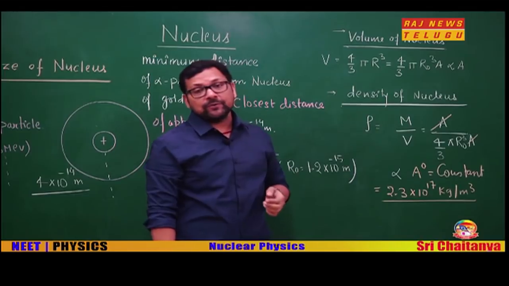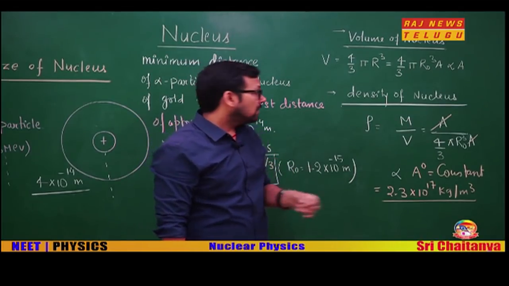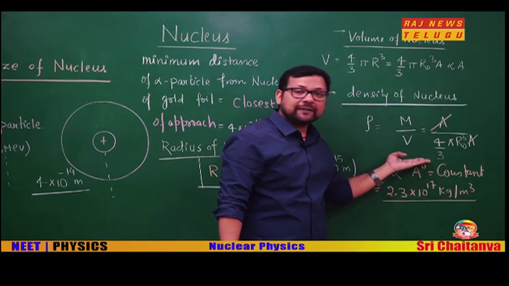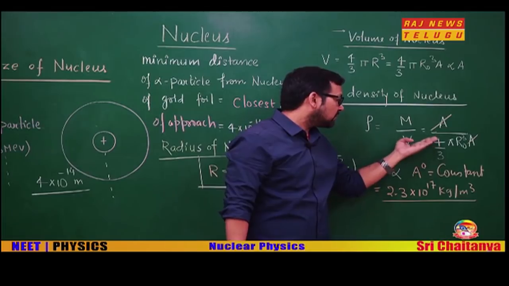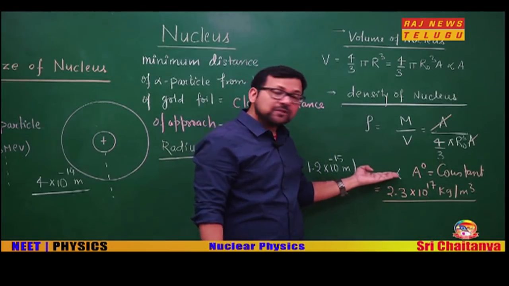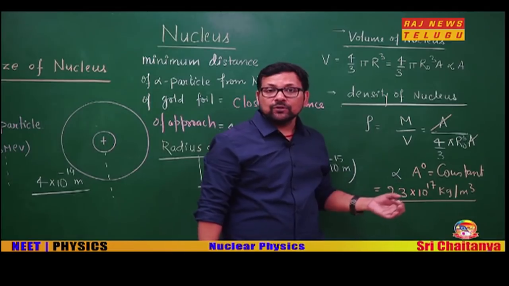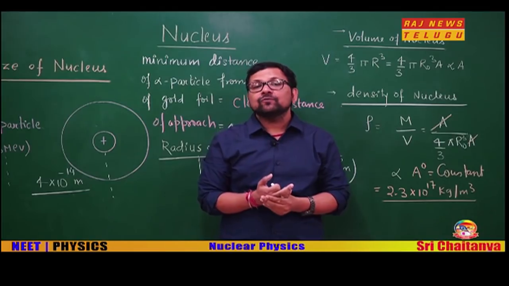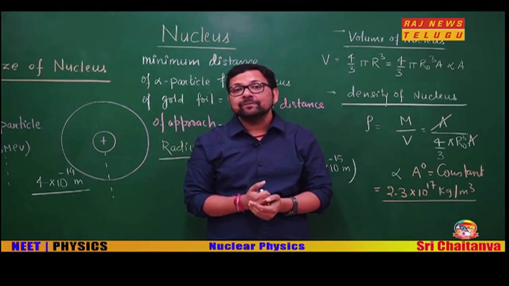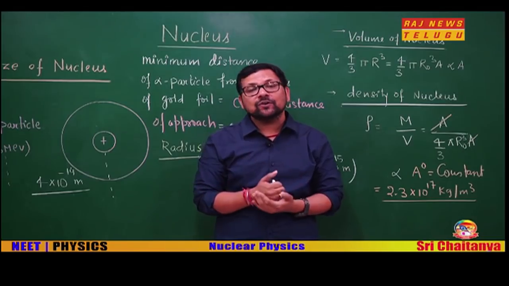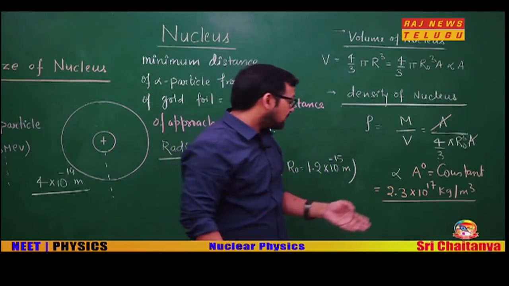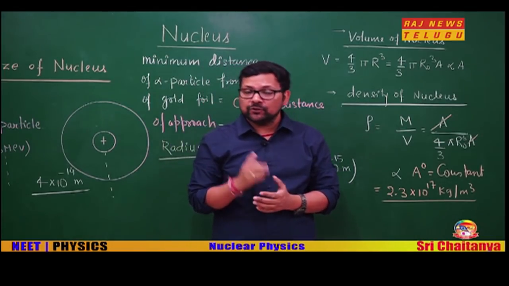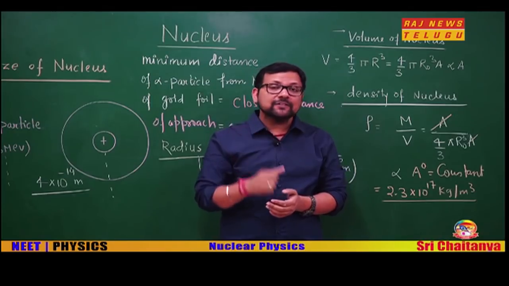And density, what about density? Mass upon volume, A upon this volume, A cancelled. So, all the quantities in this density are constant. The proportionality power you can see is on A0. So, the nuclear density is independent of A. It does not matter what element you are calculating the density for. Nuclear density is constant for all the nuclei, and the value is 2.3 into 10 raised to power 17 kg per meter cube, and clearly see the order of magnitude.